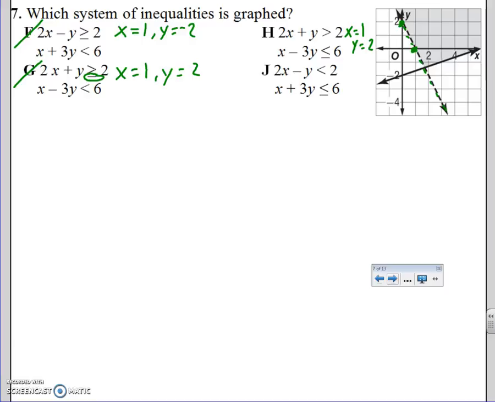Now we figure out, did they shade the correct way? Plug in 0, 0. So the left side is 0. Is 0 bigger than 2? No. So I don't shade the side with 0, I shade the opposite side, which they did do correctly here. Alright, let's check the other one.